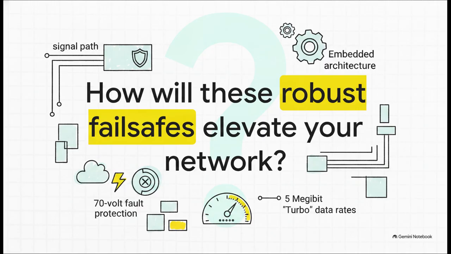So I'll leave you with this to consider. When you are out there designing for harsh, unpredictable environments, how will these mechanics, the automatic dominant timeouts, the massive 70-volt fault protection, and those flexible 5 megabit turbo data rates, how are they going to directly elevate the reliability of your next embedded architecture? Thanks for joining me on this explainer, and I really hope this helps you build some incredibly resilient systems.